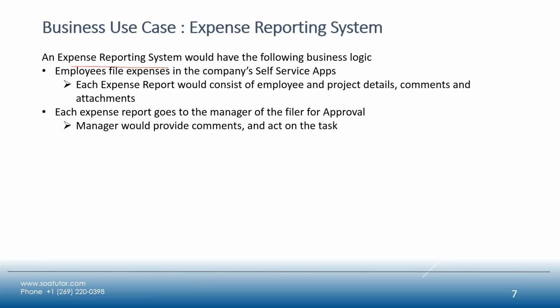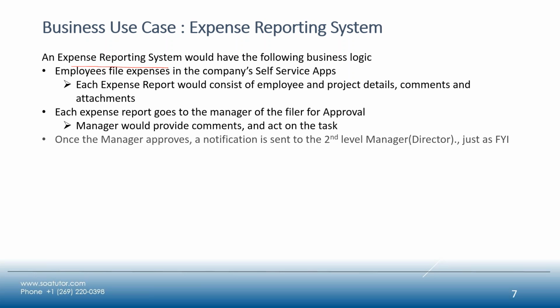So the manager would provide comments and act on the task. Acting on the task is basically either rejecting or approving the expense report. When he approves the expense report, a notification is sent to the second level manager. Let's say the business use case is, when your manager approves, it goes to your director just as an FYI. He doesn't have to approve it, but just as an FYI. Maybe this is the requirement of this particular company.